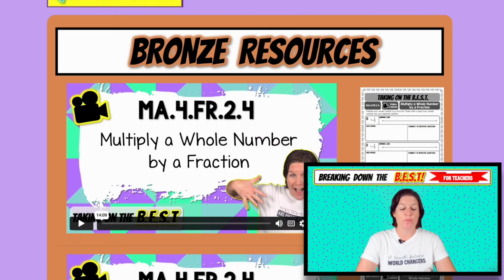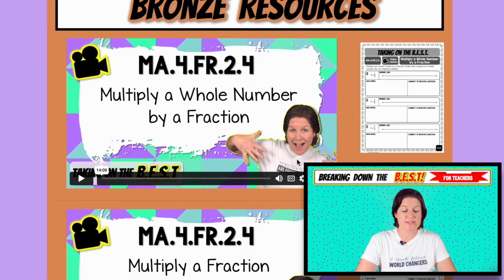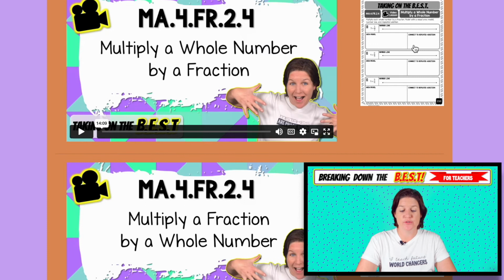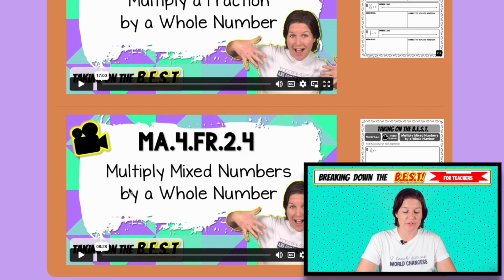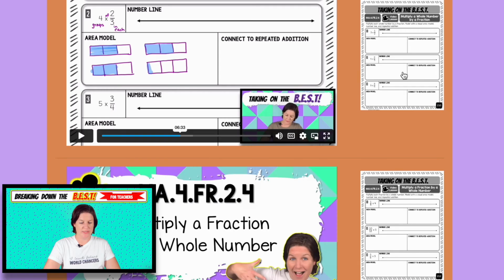The first page that you open up to is your bronze resources. These have the video lessons and the student guides. You can see the first video says multiply a whole number by a fraction. The second video lesson is multiply a fraction by a whole number. And the third video lesson is multiply mixed numbers by a whole number. So right here we have 4 groups of 2/3. We're representing it using an area model, a number line, and connecting it to repeated addition in the video lessons.